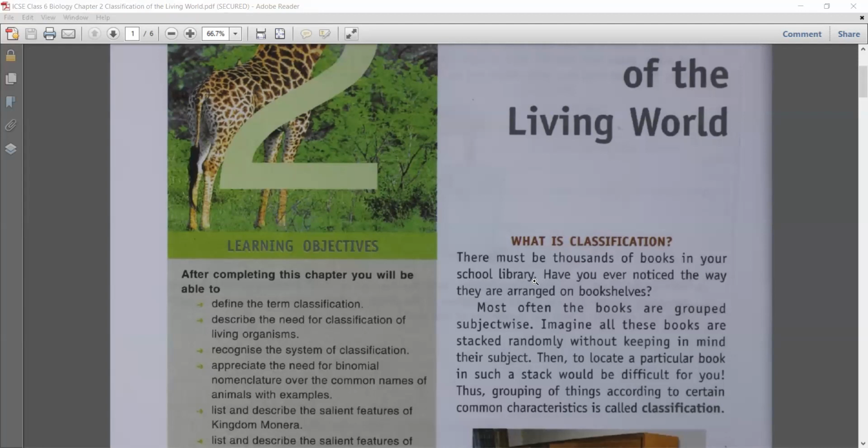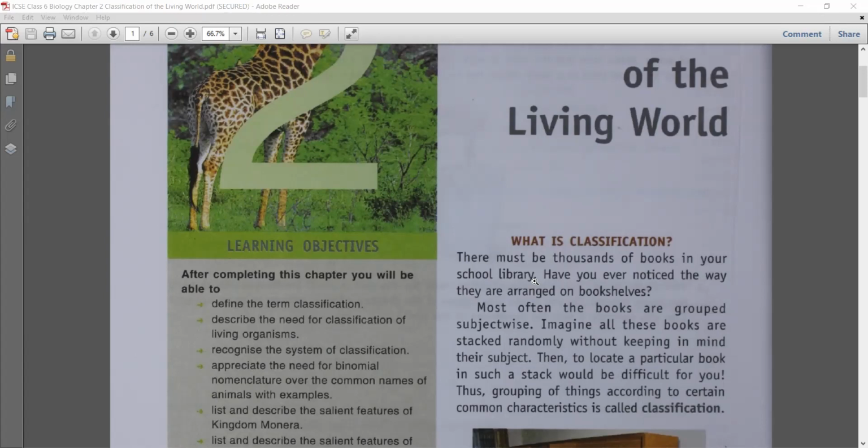Suppose you have to go and bring a biology book. So you will ask the library ma'am, where are the biology books? And she will tell you to go to that section or this section and you will get the biology book. So your library ma'am, for the ease of the students, has classified or categorized the books as per the subjects.